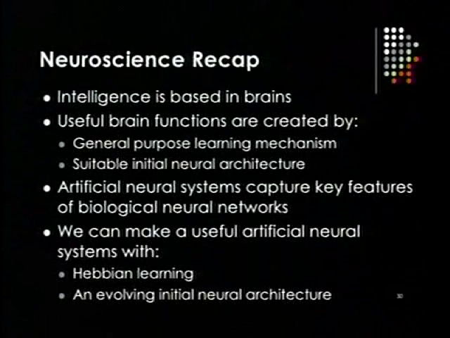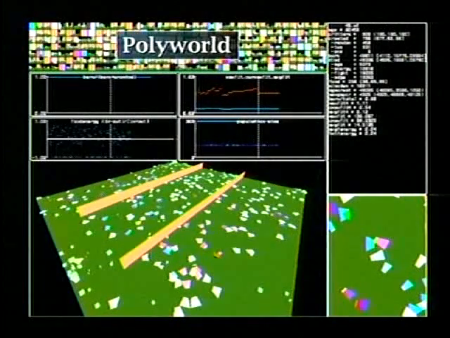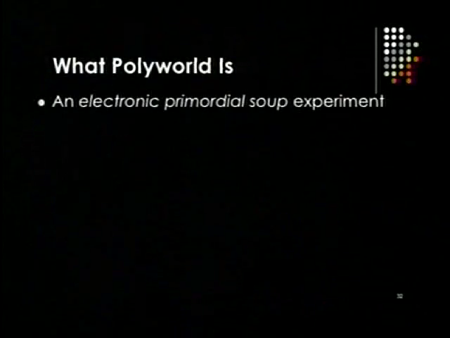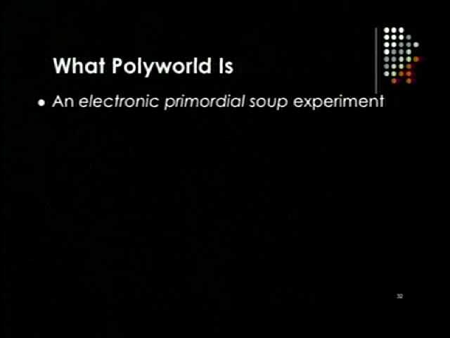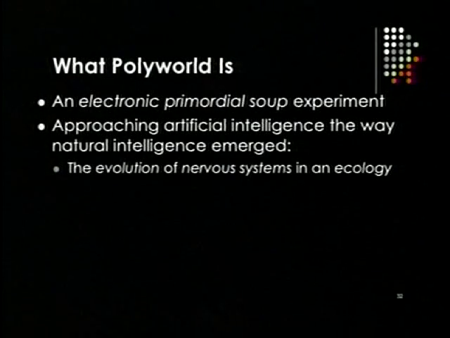But anyway, okay. With this in mind, I present to you PolyWorld. So, what PolyWorld is? An electronic primordial soup experiment. We're taking some of these things and we're seeing what we get out. Artificial intelligence, the way natural intelligence emerged. So, we are trying to evolve simulated nervous systems inside an artificial world.